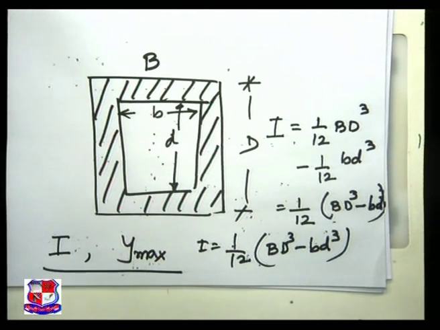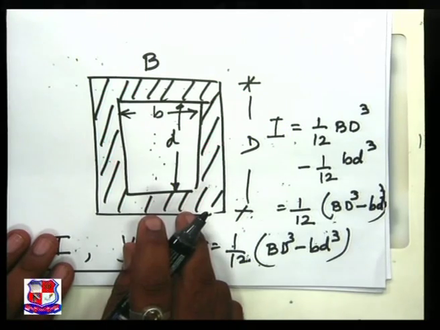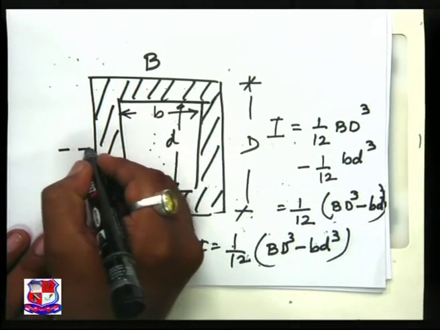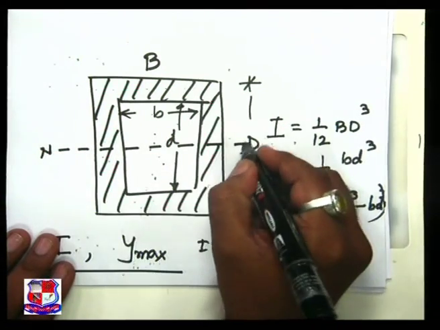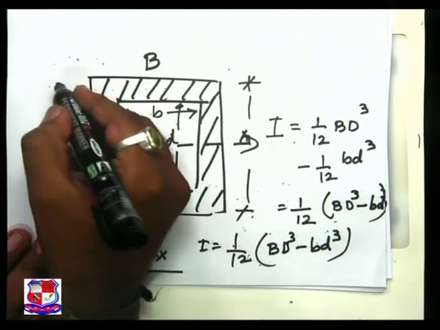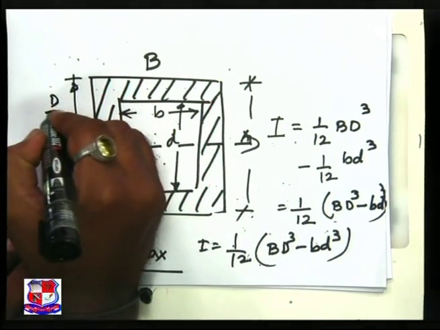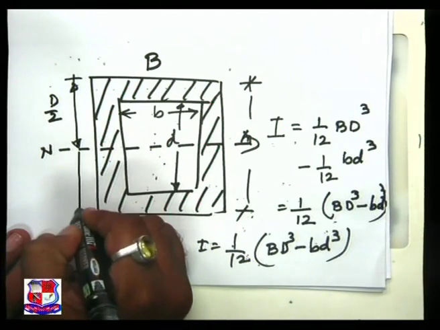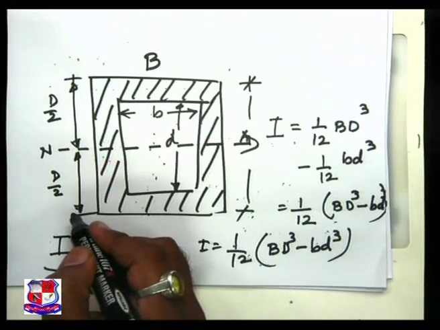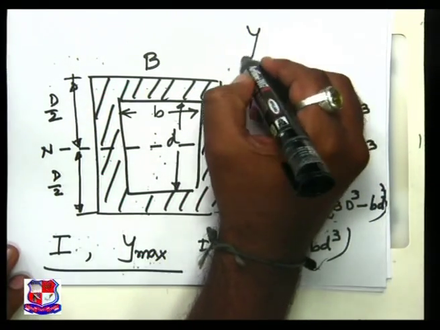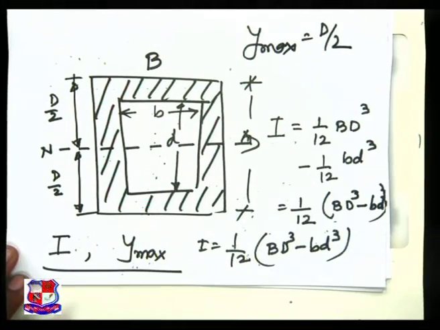Now, what is the location of Ymax in this particular figure? The given figure is symmetrical, so we have to plot the neutral axis. This depth is d by 2 and this depth is d by 2. So, my Ymax is equal to d by 2.